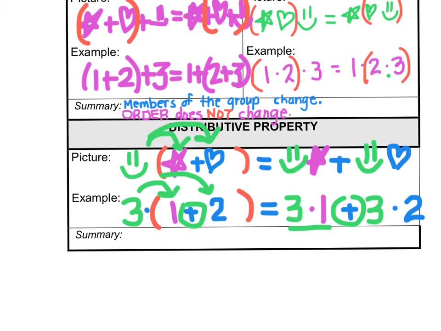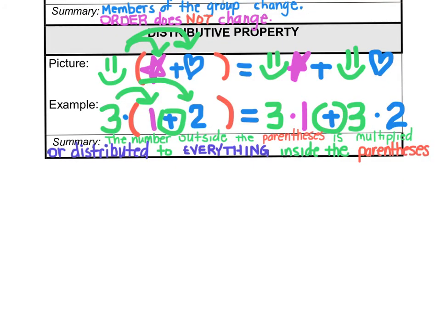Let's summarize. To summarize the distributive property, the number outside the parentheses is multiplied or distributed to every term inside the parentheses. Notice on the distributive property, there is a multiplication problem and there's an addition problem.